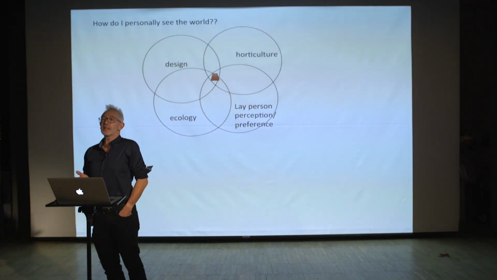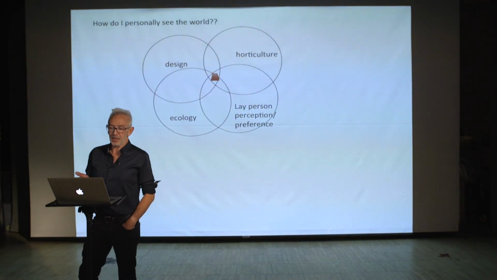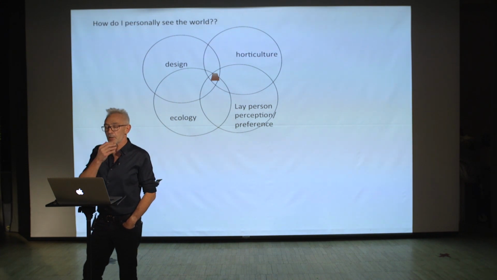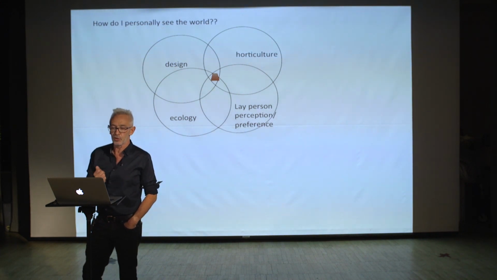So how do I personally see the world? Well, people often say to me, what are you? Because people always want to know what you are, because they want to pigeonhole you. But in actual fact, I'm really like an edge dweller, and I'm neither fish nor fowl in many ways. So I think I live in this red dot in the middle.